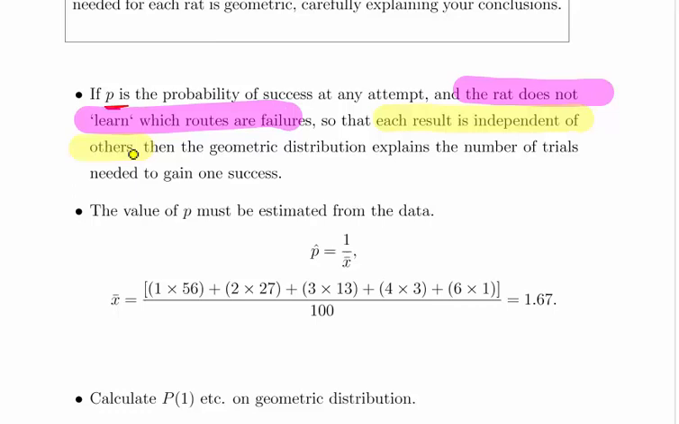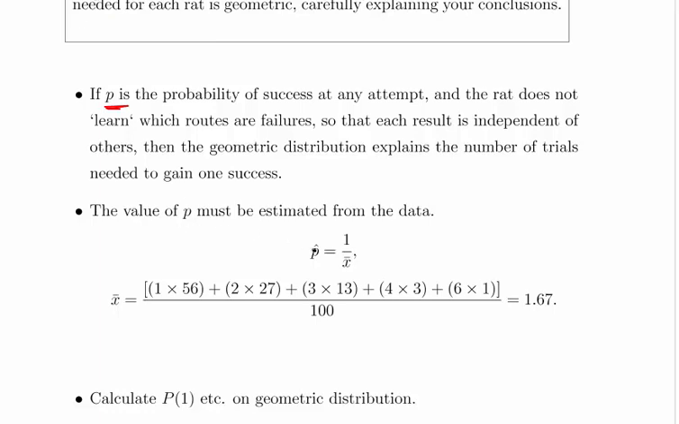If it does learn, if it does remember what happened the first time, then each trial is not independent, and this undermines the validity of the geometric distribution. So let's work on the basis that they do not remember, and each trial is independent.